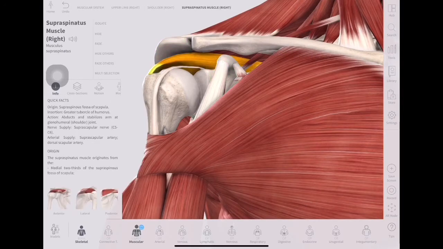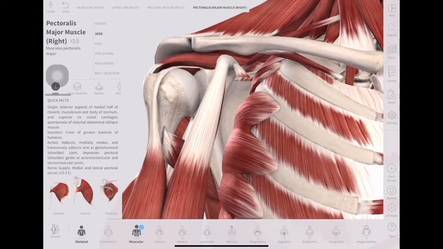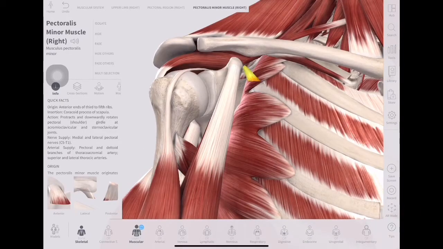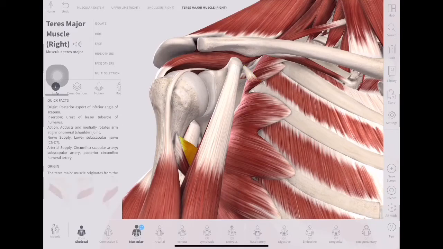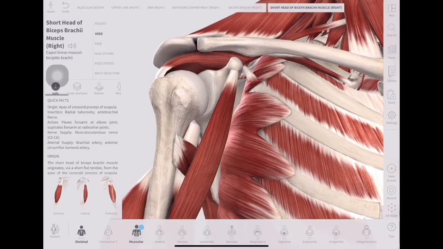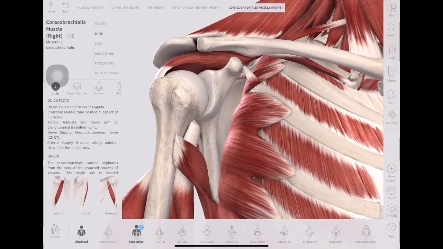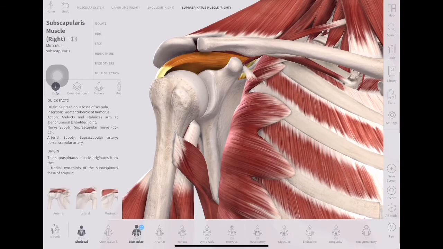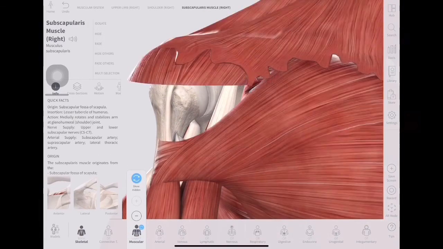Next, we'll be IDing the pectoralis major and minor, which together are responsible for the various motions of the shoulder joint and girdle. Also showing the teres major, latissimus dorsi, and subscapularis muscle, which are responsible for the adduction, medial rotation, and extension of the shoulder joint.